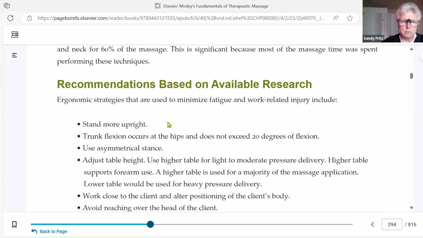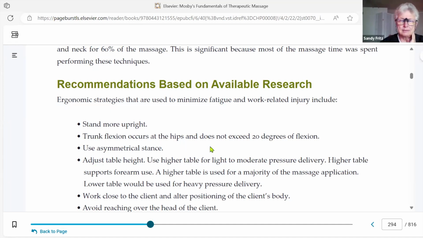So stand more upright. Trunk flexion occurs at the hip and does not exceed 20 degrees of flexion. And that's how you can also determine table height: you don't want to forward flex at your hips more than 20 degrees from anatomical position. That's not very far. So if the table's too low, you're bending over too much. If the table is too low, you're not using your forearm efficiently. If the table is too low, your feet are too far apart or your stance is too spread out. And that is not going to be efficient.